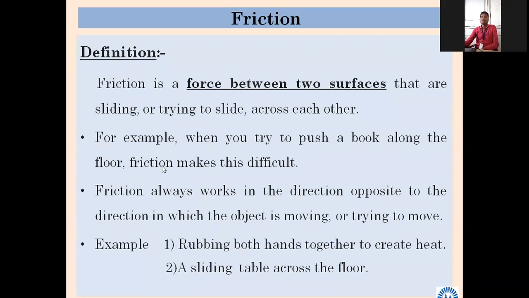Good. So instead of friction, we will say frictional force. It will be along the surface, or we can say opposite to the applied force. On the other hand, reaction comes into the picture whenever there is action. Friction is a force between two surfaces that are sliding or about to slide. For example, when we try to push a book along, and many more examples we have seen. Friction always works in the opposite direction. It is something like reaction: whenever there is action, there is a reaction. It is the same case here.